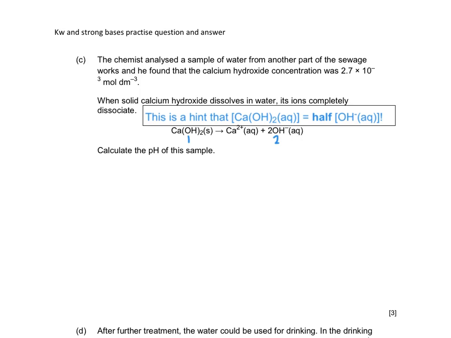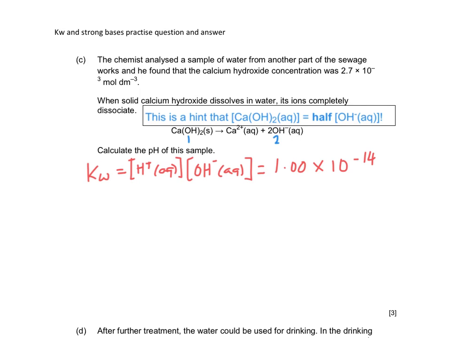So bearing in mind the 1 to 2 mole ratio between calcium hydroxide and hydroxide ions, the concentration of calcium hydroxide is going to be half that of the concentration of OH minus. So we write out the Kw expression first of all, and we put in the value like the data sheet would have told us in the exam. And the next thing to do is to rearrange it so that H plus is the subject.